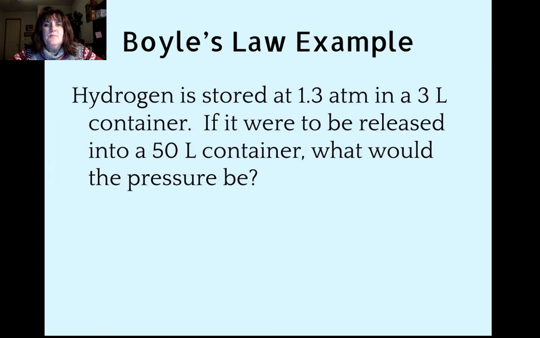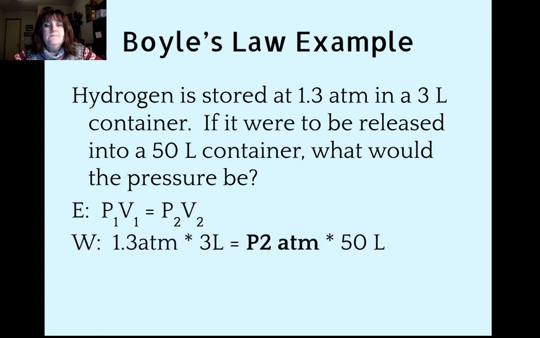Let's look at an example. Hydrogen is stored at 1.3 atm in a 3-liter container. If it were to be released into a 50-liter container, remember gases expand to fill the container they're in, what would the pressure be? Well, P1V1 equals P2V2.